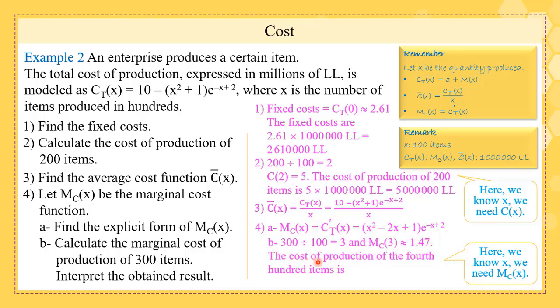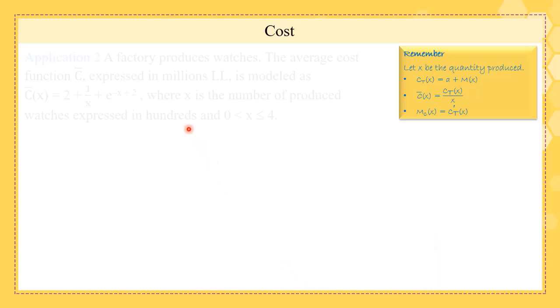The interpretation of the marginal cost is the cost of production of the (x plus 1)th unit of x. Here, the x value is 3. So the cost of production of the 400th item is 1.47 times 1 million, equal to 1,470,000 lira Lebanese.